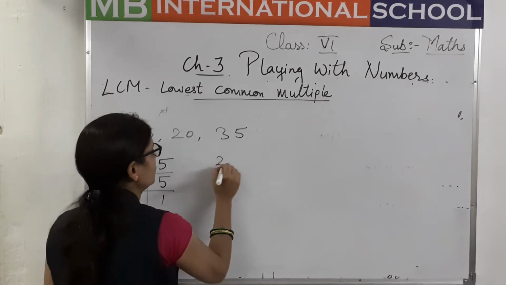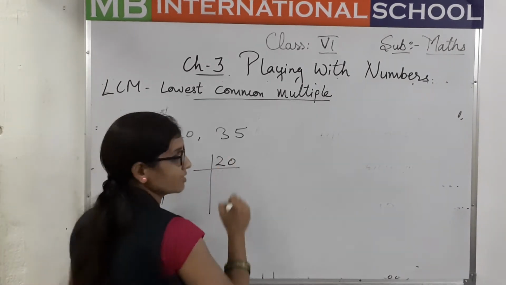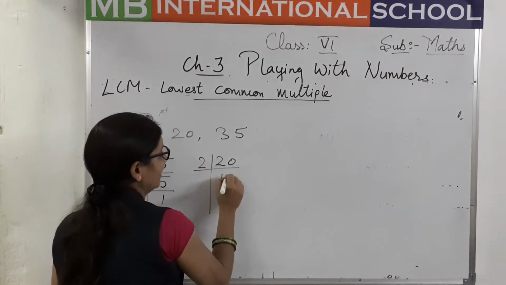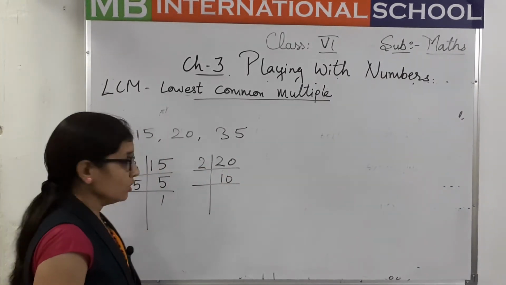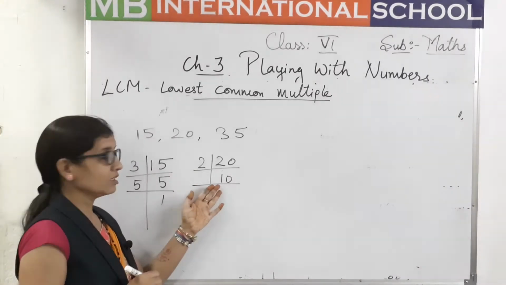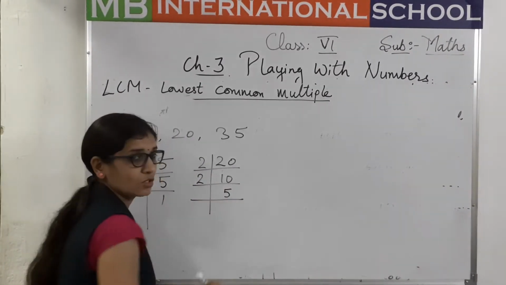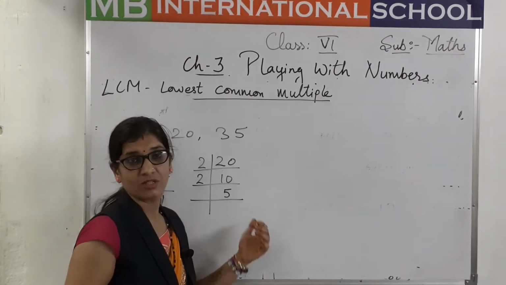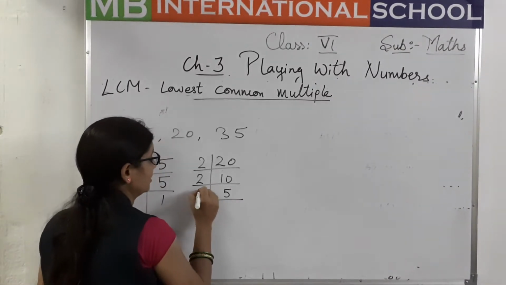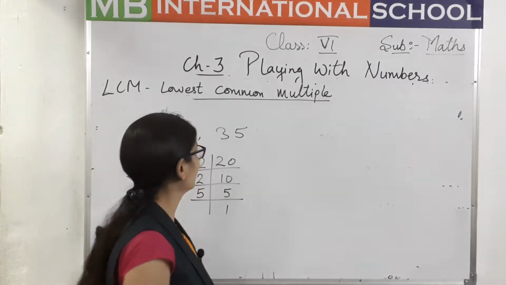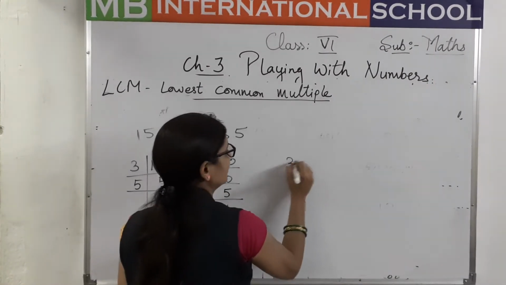The next number is 20. It is an even number, so it is divisible by 2, so we can divide it to get 10. Now 10 is also divisible by 2. How many times? 5 times. So we can write it as 5. Now 5 itself is a prime number, so it is not divisible by any other number. The next number is 35.